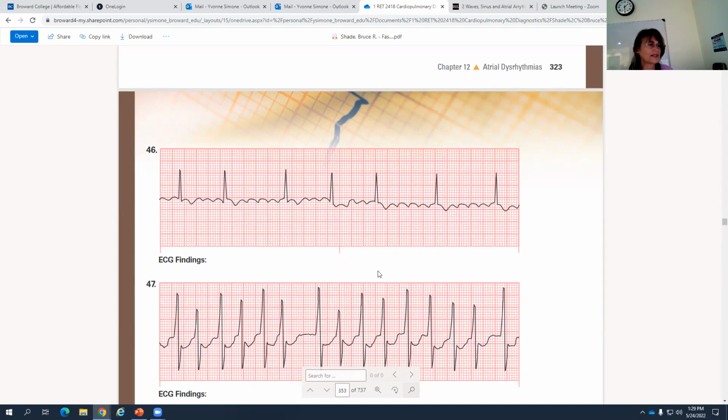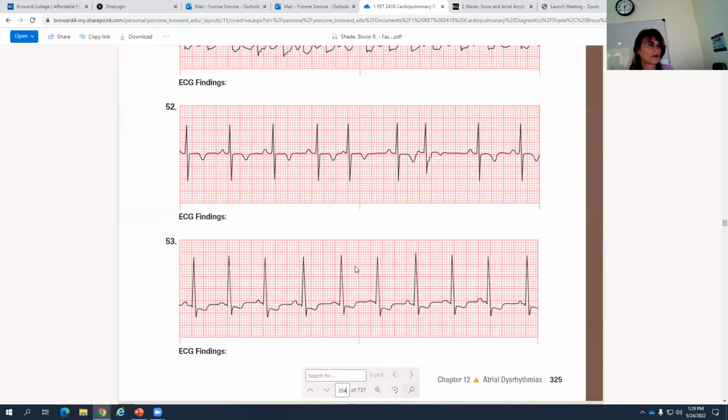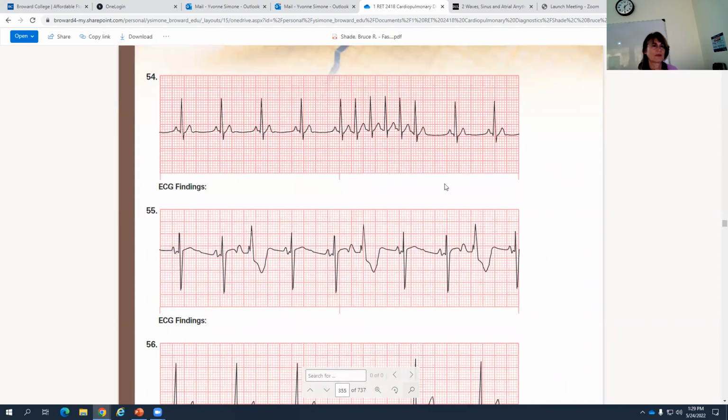Okay, and then page 326, number 54. So here we've got a normal rhythm, and then all of a sudden, boom, boom, boom, boom, boom, we have a really fast rate. What is that word that we use to describe sudden onset? Paroxysmal. Yeah, paroxysmal means sudden onset. So they call this PSVT. Sudden onset of a really fast heart rate, SVT. PSVT. Okay, that's it.